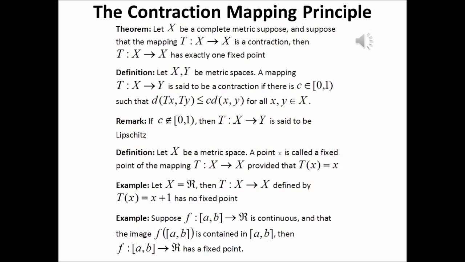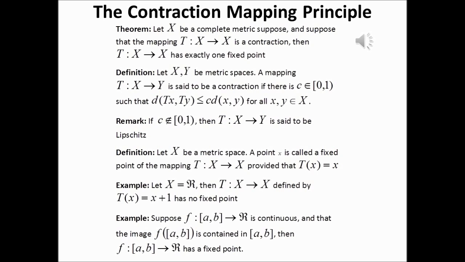So now let us give a definition of a fixed point. So here, let X be a metric space. A point x is called a fixed point of the mapping T from X to itself, that is basically T is a self-map, provided that T of x is equal to x.